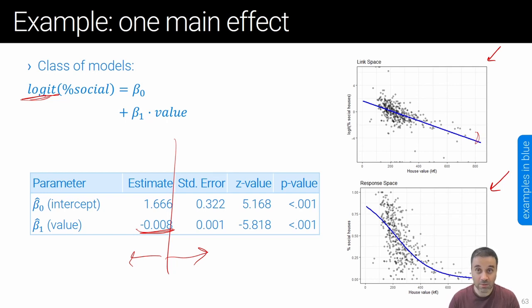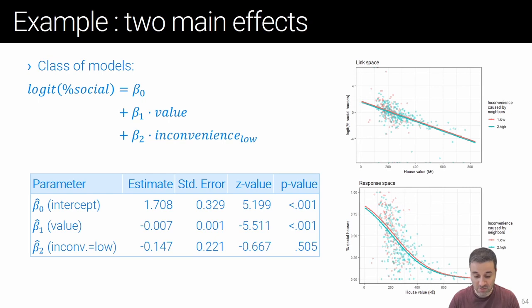And we can start complicating the models as much as we want. So in this case, we're going to have two main effects. We still keep the house value, but we're also going to include this categorical predictor, which models the degree of inconvenience caused by the neighbors. This is categorical. It's either low inconvenience or high inconvenience.